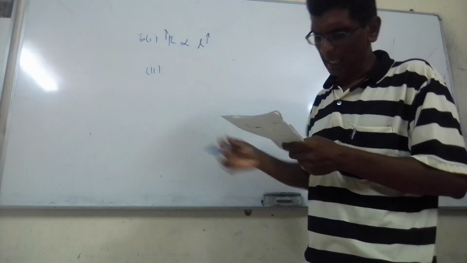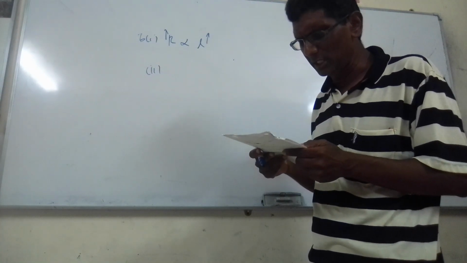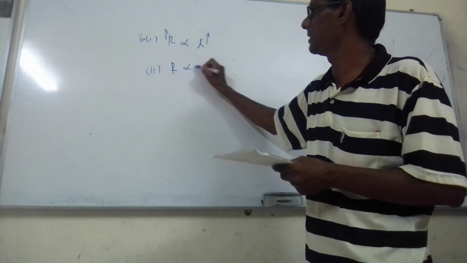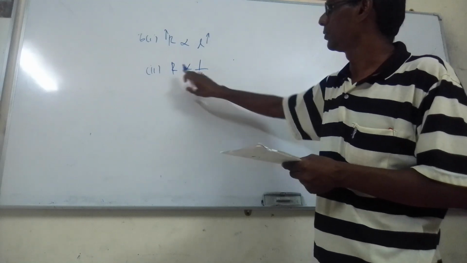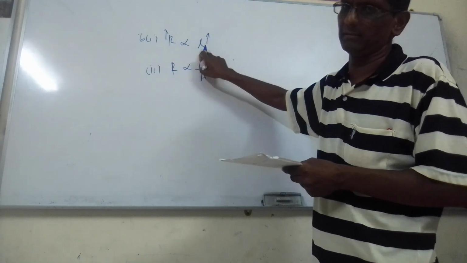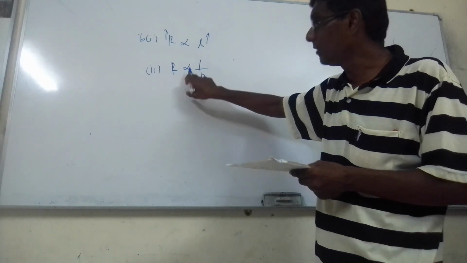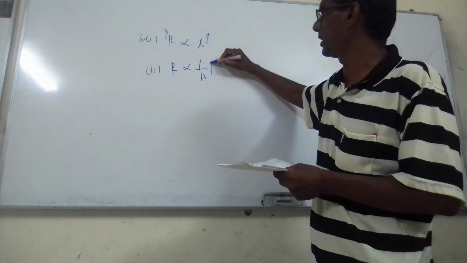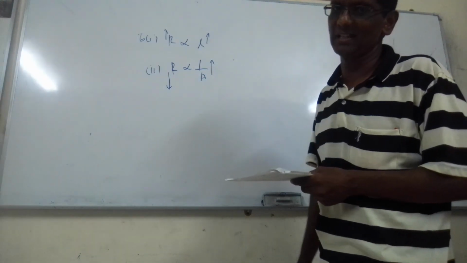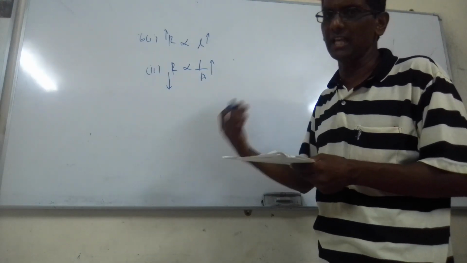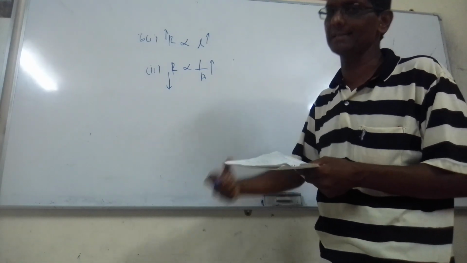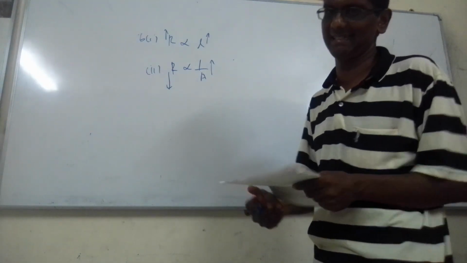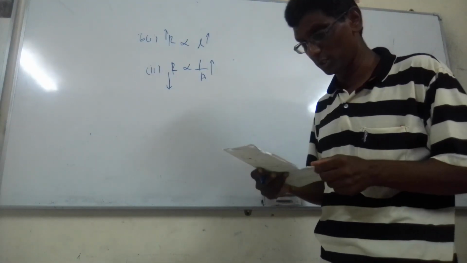Question number 2: state the relationship between the cross-section area of the wire and the resistance of the wire. R is directly proportional to L, where L means length of wire. R is inversely proportional to the cross-section area of the wire. So when the cross-section area of the wire increases, the resistance decreases, inversely proportional.